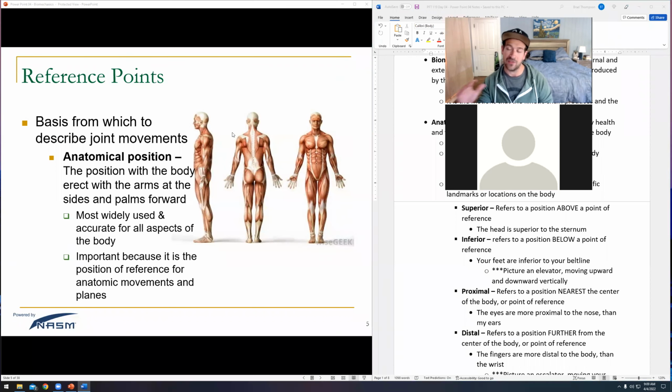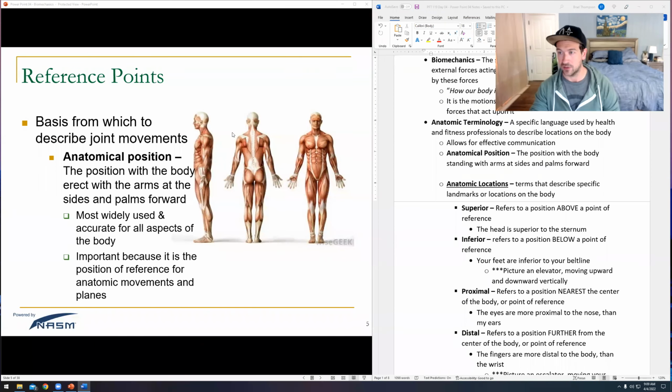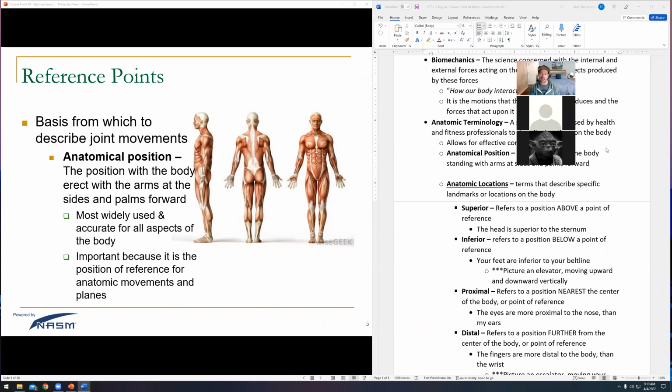It's a very specific language where it all comes together. So we have to have this starting point. The starting point is going to be the anatomic position. You may get a question about the anatomic position, by the way. You may get asked to define this. As a test question, they might say, blank is considered the anatomic position. It's the position with the body erect, so it's just standing upright, with the arms at your sides, palms facing forward.